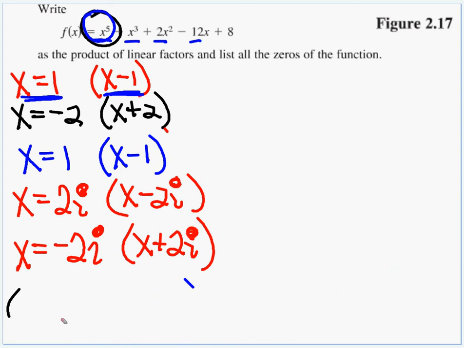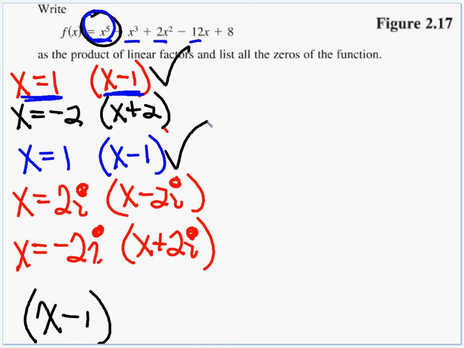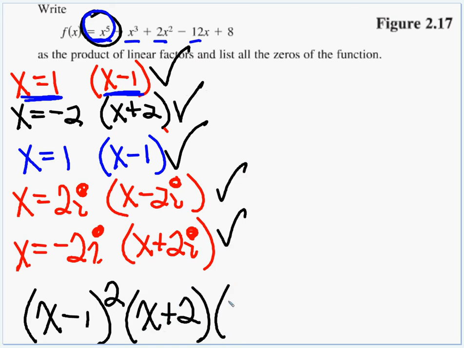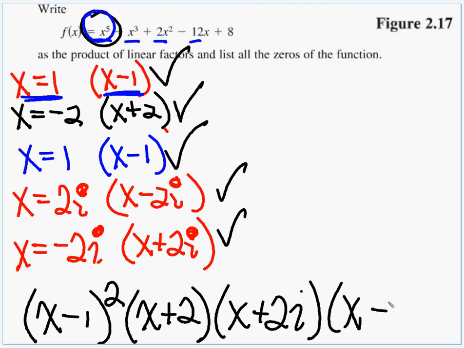Let's see, the directions again, write this as a product of linear factors. So I guess to really make it a product of linear factors, we would sort of have these all written out. We're going to have an x minus 1 for the first factor. To account for this one, let's just square it. And then we've got an x plus 2 factor. Let's put that in there. And then an x minus 2i and an x plus 2i. So there they are written as a product of linear factors. Again, linear factors because all these x's are first power.